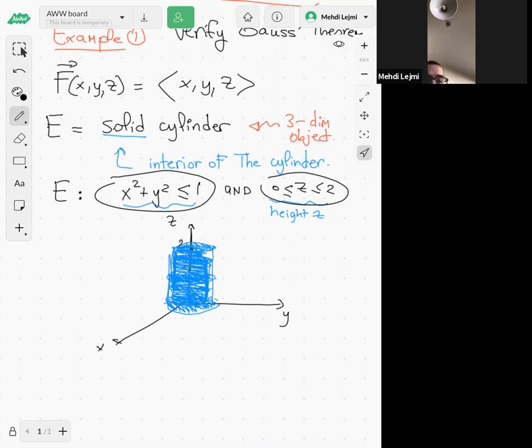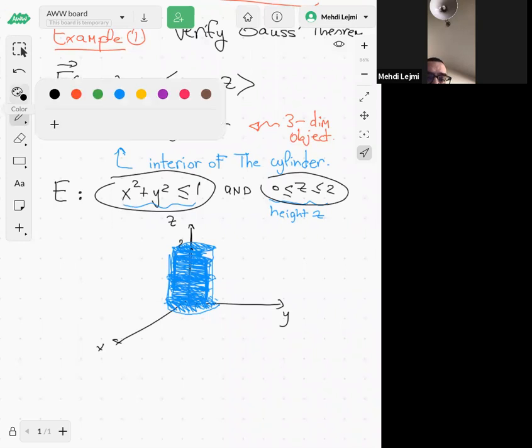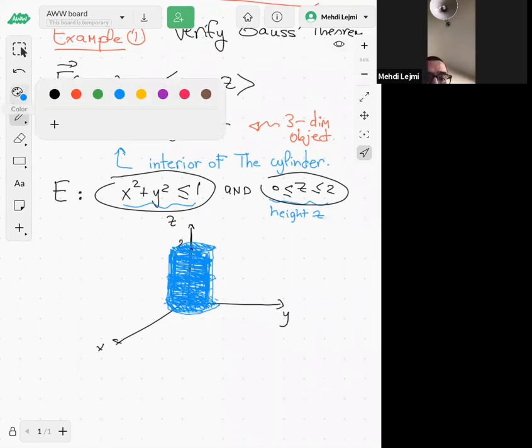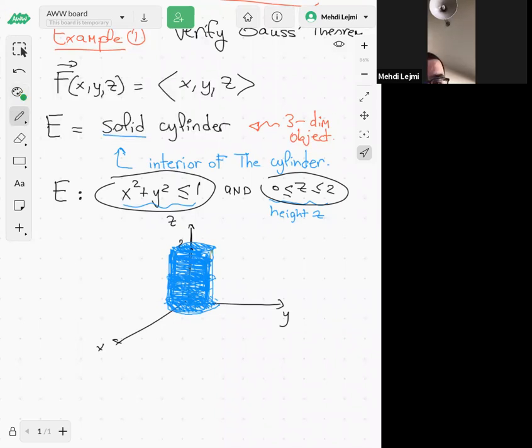All right, so that's my solid E. Now, my question for you guys, I don't know if you can answer this: what will be the boundary of E in this case? Well, my solid E is the interior of the cylinder, right? So the boundary is, of course, the lateral cylinder. There's going to be this thing here.